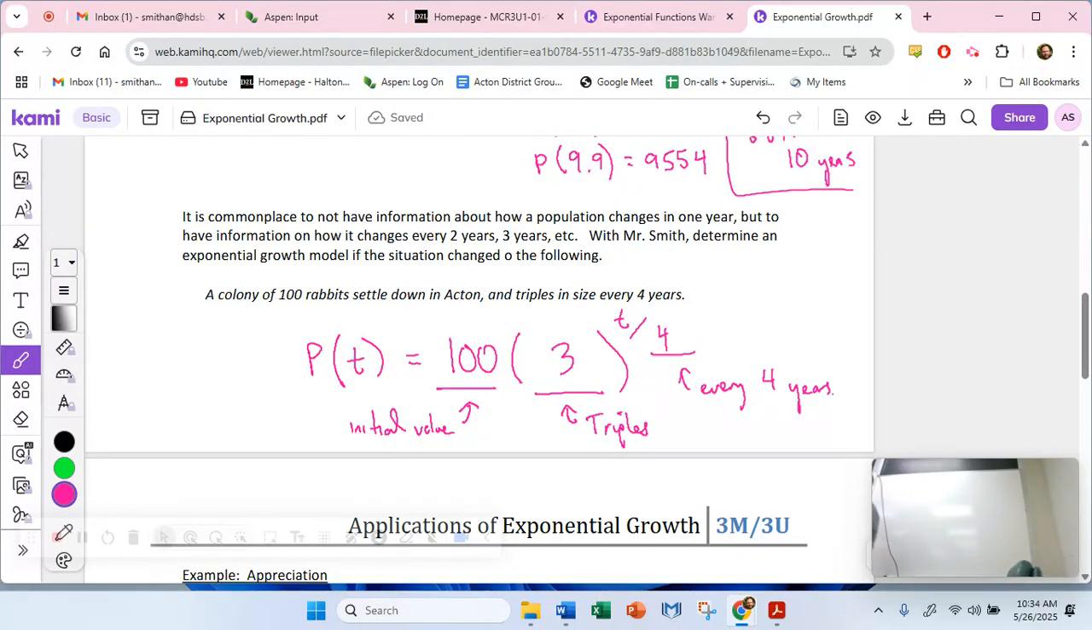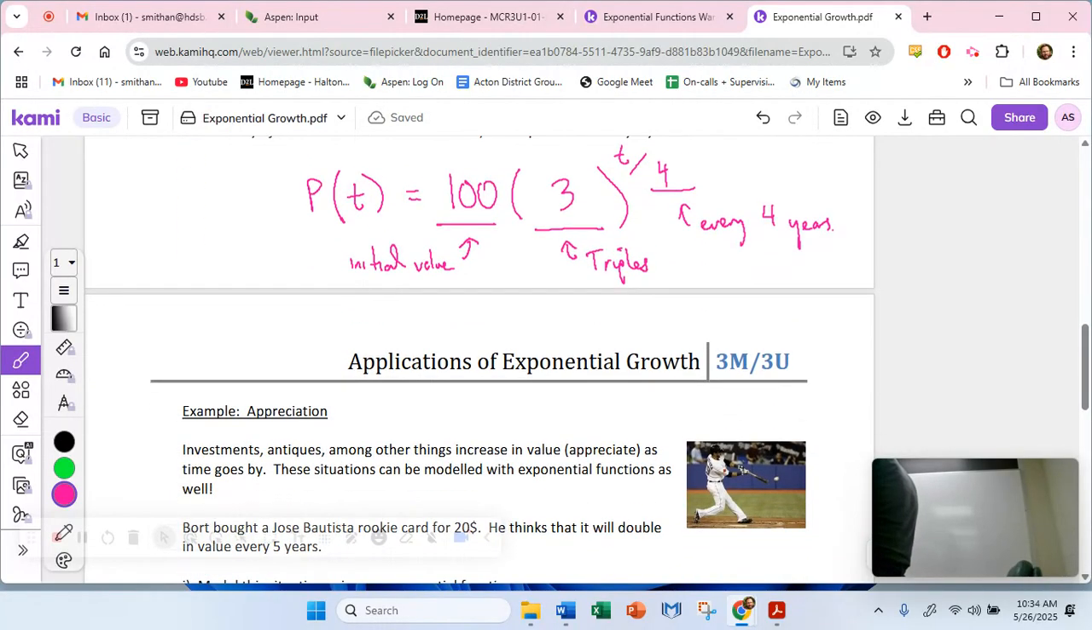All right. You think you can model a scenario involving exponential growth? If you just had the info, you can pick off the initial value, the growth rate, how long it takes. Seems like we're doing okay. All right, let's continue then.